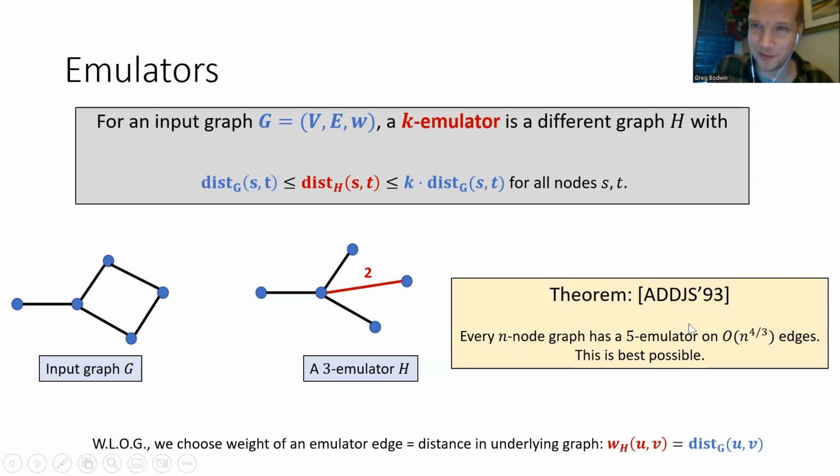To give an example of the sorts of theorems that people prove in this space, this is a classic theorem by Althofer, Das, Dobkin, Joseph, and Soares from 1993. It says that every n-node graph has a 5 emulator on order n to the 4/3 edges, and this is best possible. In other words, there are some particular input graphs where if you want a 5 emulator, you must pay omega n to the 4/3 edges. You can't do any better.